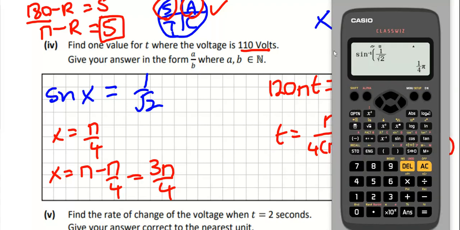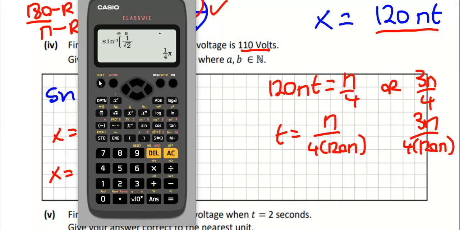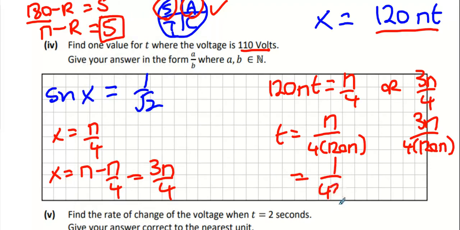And what's going to happen here? Shift pi divided by 4 times 120 pi. And there's your answer, 1 over 480. And the other answer would be 1 over 160. Once again, I'm going to check that this is working all right for me. Yes, it did. They're both correct answers, and they're in seconds.